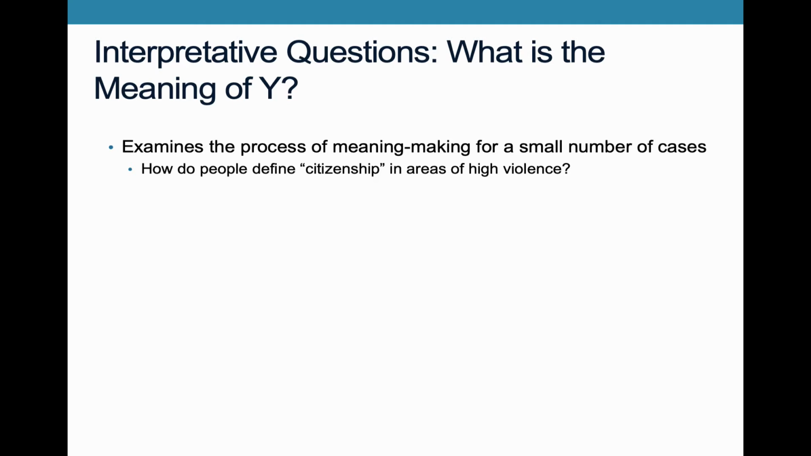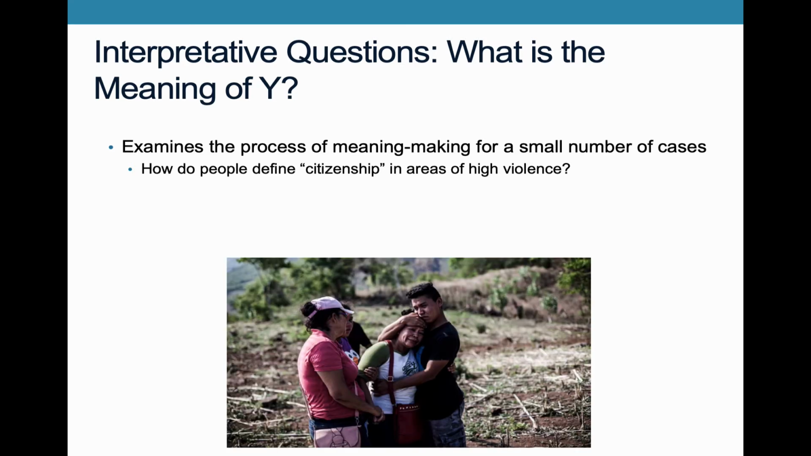So if you're interested in this issue of high rates of crime in Central America, you might turn around and say, well, how do people define citizenship in areas of high violence? So if you are a mother who has experienced violence, how does that shape the ways that you even think about what it means to be a citizen in your country? Does that change your understanding of the state? Does it change your understanding of what democracy means for you? Here, the question is not looking at broad patterns, but it's looking more at some of the fuzzy areas that we all know are part of politics and trying to make sense of these shifting ideas behind it.